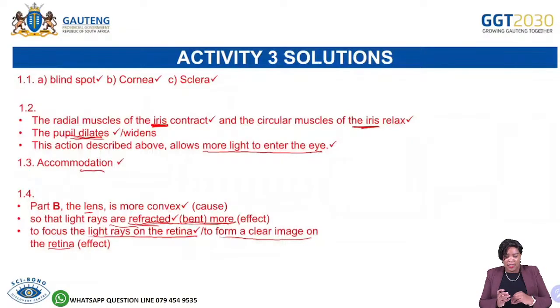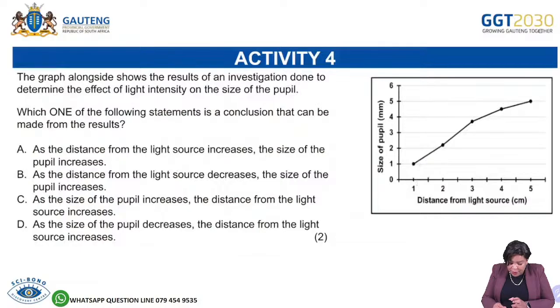Then you'll be able to answer the questions. Then you look at the graph, because they told you that the graph alongside speaks to that. Then you see, okay, at a distance of about 1 centimeter, the size of the pupil was about 1 millimeter. Okay, then you try to check the next one. Now, as the distance increases, it goes further. It is now 2, and the size of the pupil also widened.